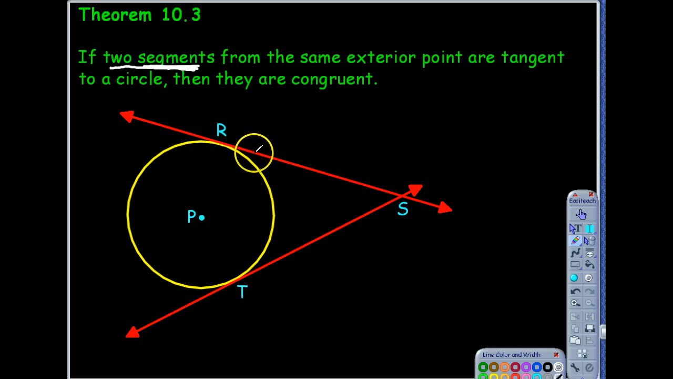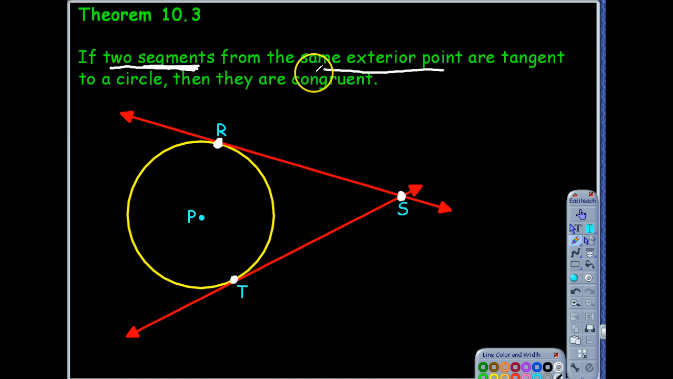Two segments from the same exterior point. So the exterior point would be S, it's outside of the circle, and they're tangent to the circle. So we're talking about segment SR and segment ST. And notice the segments you're talking about come from the exterior point. And then what do we call these points, if these are both tangent to that circle? Those are the points of tangency.